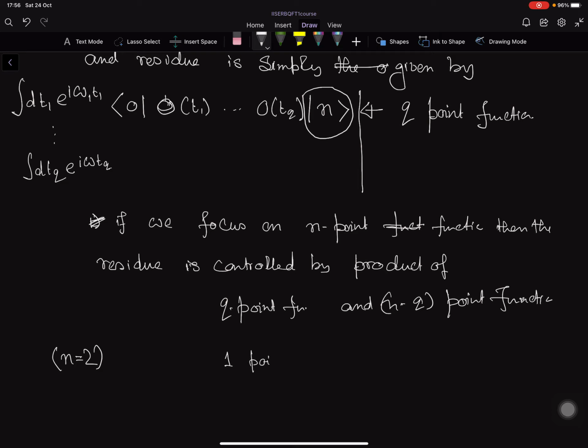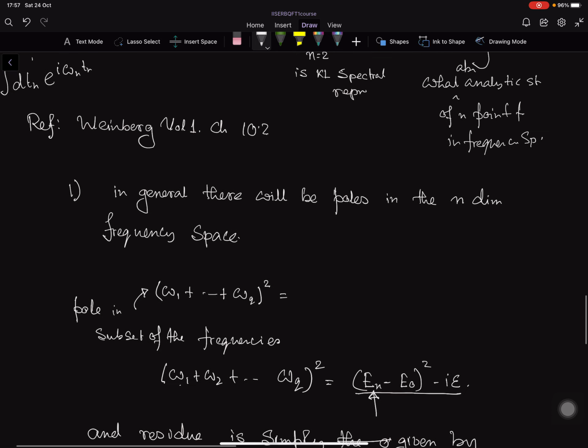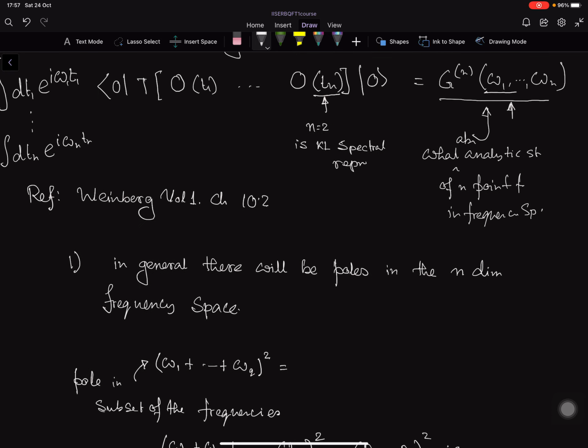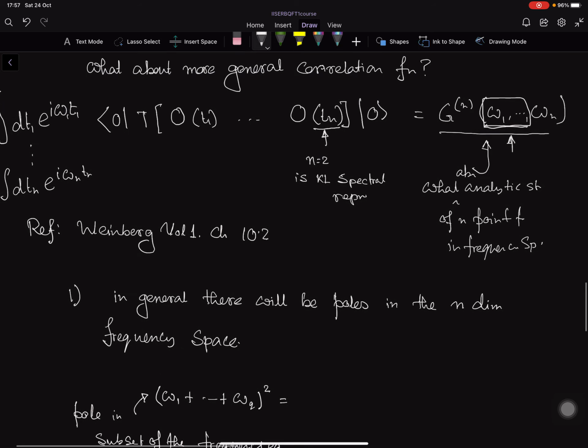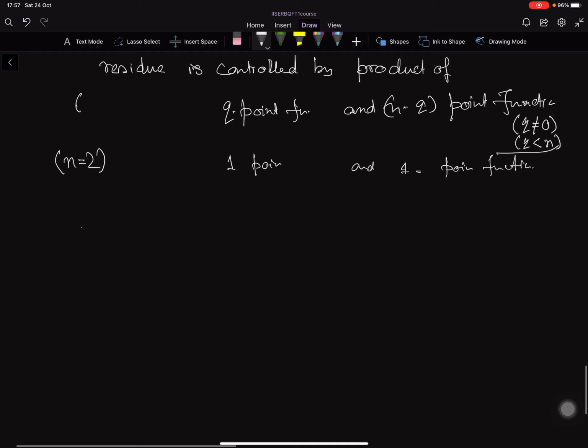For example, for this particular case of n equals 2, the residue was controlled by a 1 point function and a 1 point function. In this case, of course, Q is not equal to 0 and Q is less than n. So this is the meaning of the poles: if we look at a general correlator, the correlator will in general have poles in some subset of these variables.